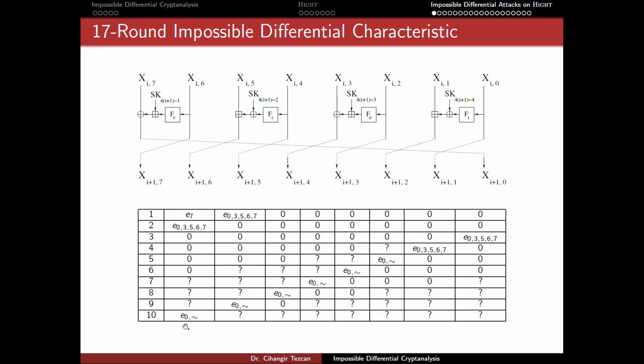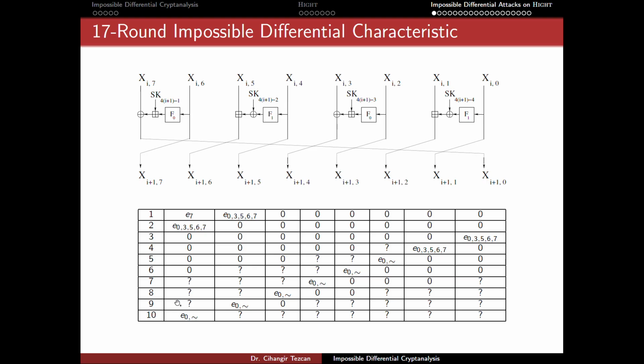But the important thing is that the leftmost difference here becomes E0 tilde. Recall that E0 tilde means the rightmost bit is 1, since we are talking about differences here, and the remaining 7 bits can be anything. This is the longest path that we could find, and as far as I know in the literature, this is the best known.